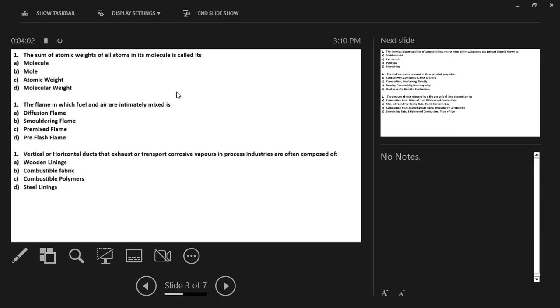Okay, the sum of atomic weights of all atoms in its molecule is called its molecular weight, right? Yes, it is the molecular weight. It's not the atomic weight, it is the molecular weight. Because when we calculate the molecular weight, we see C3H8, so 3 times carbon and 8 times hydrogen, right? So that is the molecular weight.